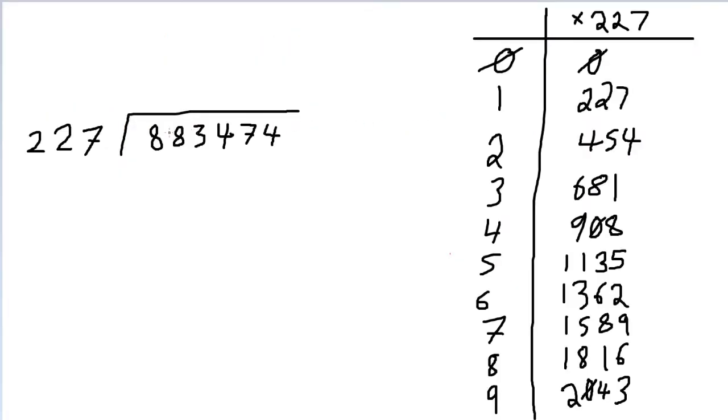So this is our decimal example of the long division algorithm, and here what we're doing is we are dividing 883,474 by 227. Now, we'll go over some terminology in case you aren't familiar. The number that is to be divided is called the dividend, and this is going to be divided by the divisor. So we are dividing the dividend by the divisor.